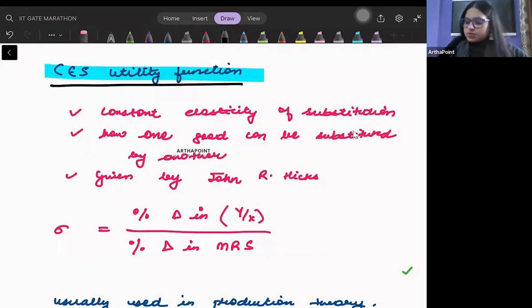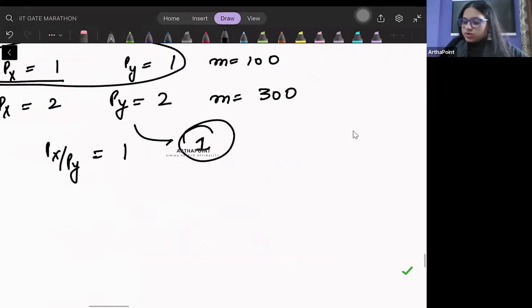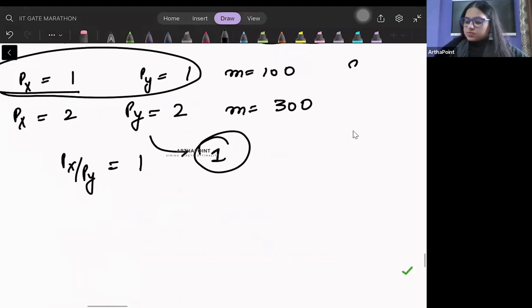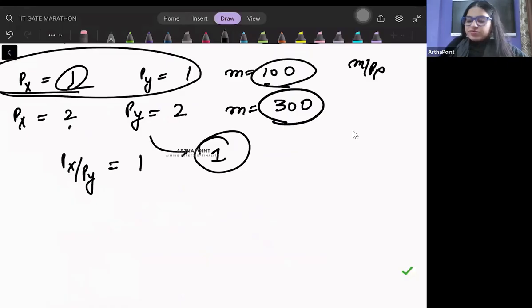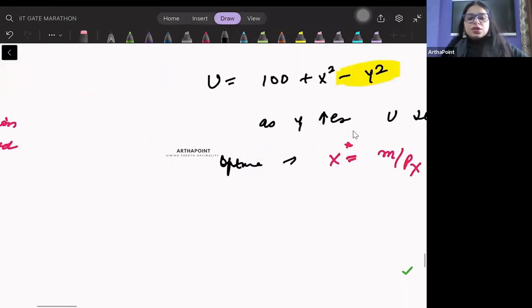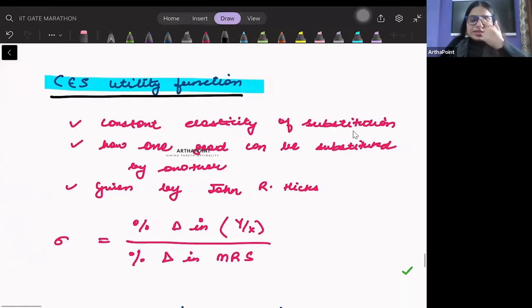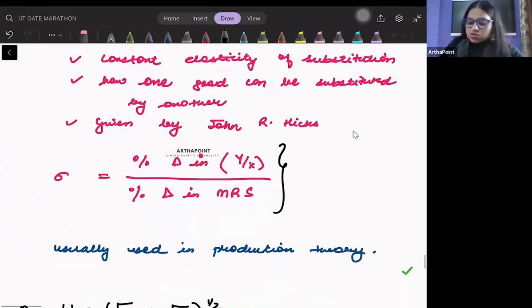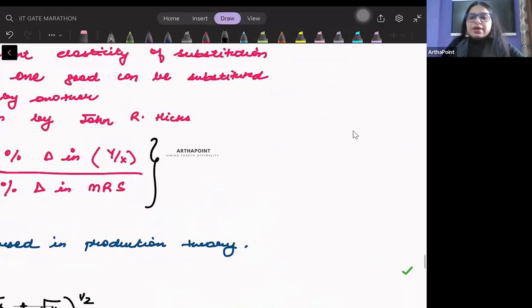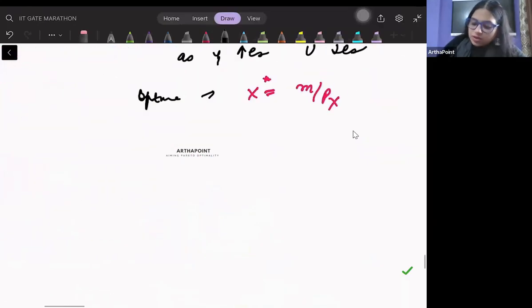Intercepts will change, of course, because your intercept is m by px. So it is 100 by 1 and this is 300 by 2, 150. Intercepts will change. Okay. But before I teach you this, let us revise this once, understand it a little.